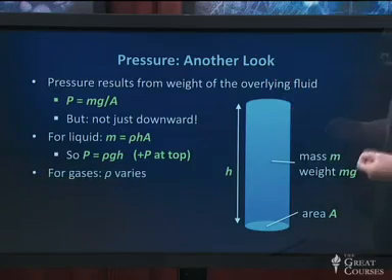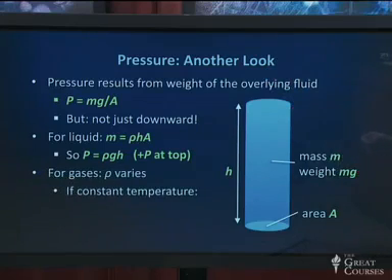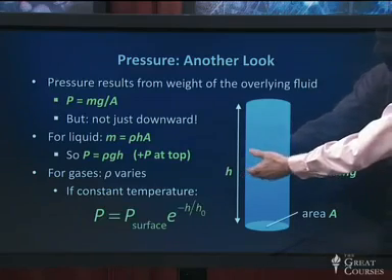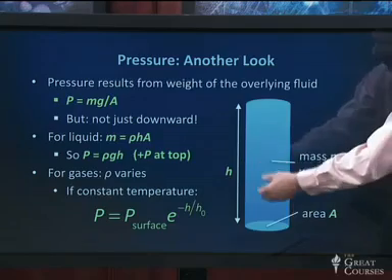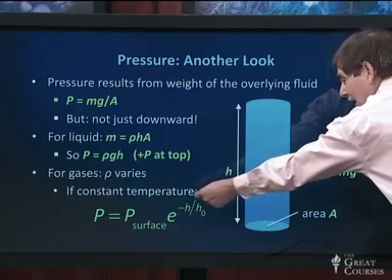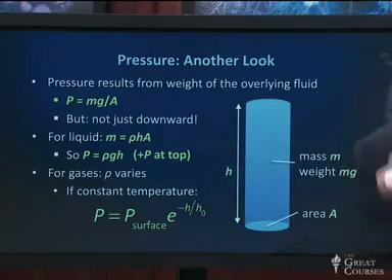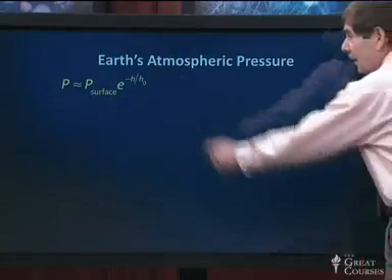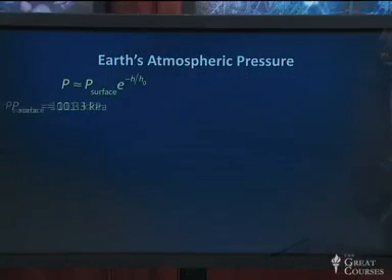For gases, density varies, and I'm not going to go into the details, but it turns out if the temperature is constant, a little bit of calculus yields the fact that the pressure drops off exponentially from the surface, as e to the minus h divided by something called h naught. Here e is the base of natural logarithms. h naught is called the scale height. And for Earth's atmosphere, that's the approximate expression for the pressure.